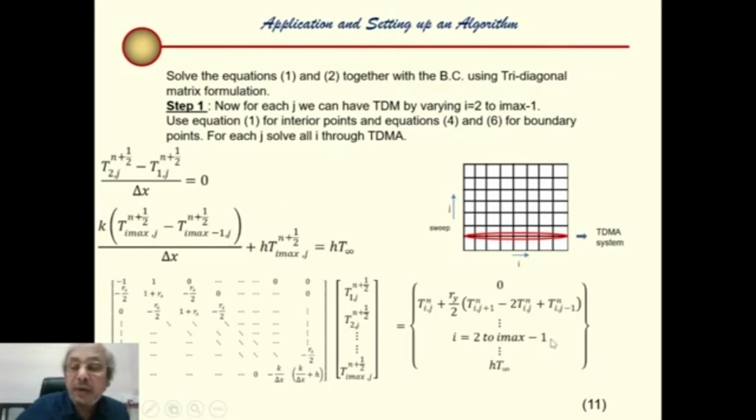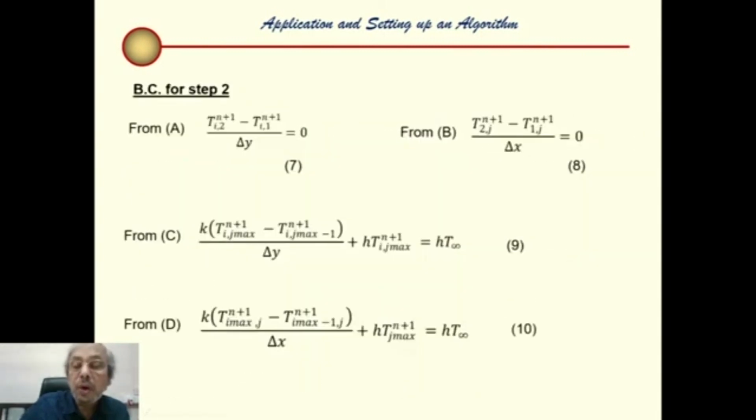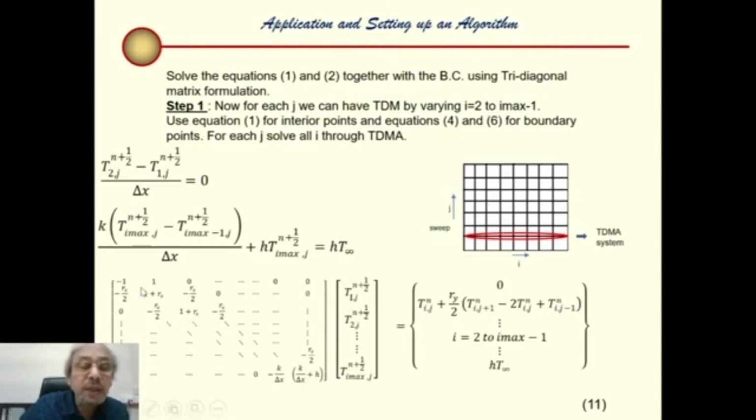Intermediate points 2 to I max minus 1 will be guided by equation 1, right? If you recall, this is again through equation 1. So all intermediate points 2 to I max minus 1 are handled by the elements of this matrix, and basically we will get a tridiagonal matrix. That means each equation will have 3 terms, ij, I minus 1j, I plus 1j at the n plus half level, unknown. So this will create 3 diagonals.